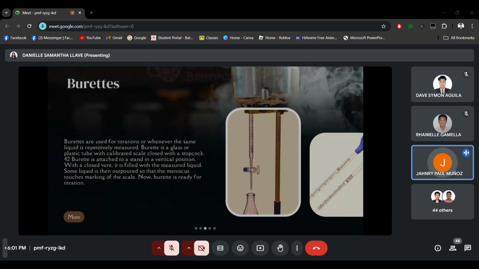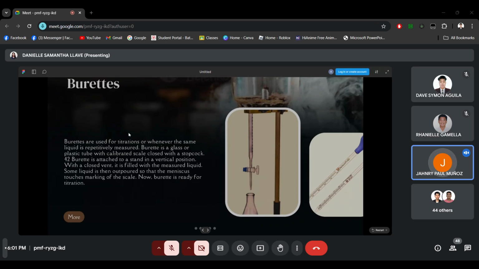Next is the burettes. Burettes are used for titration, or whenever the same liquid is repeatedly measured. A burette is a glass or plastic tube with a calibrated scale. The burette is attached to a stand in a vertical position with the stopcock closed when it is filled with the measured liquid. Some liquid is poured out so that the meniscus touches the marking on the scale. Now the burette is ready for titration.